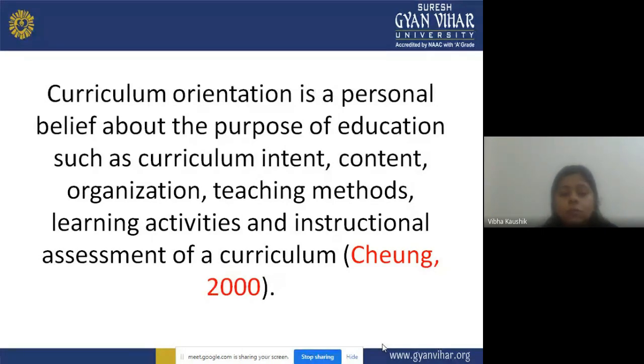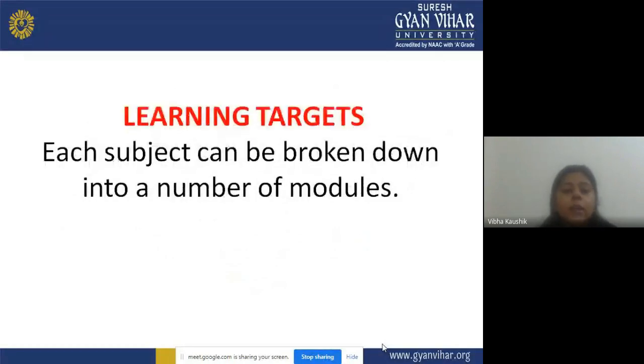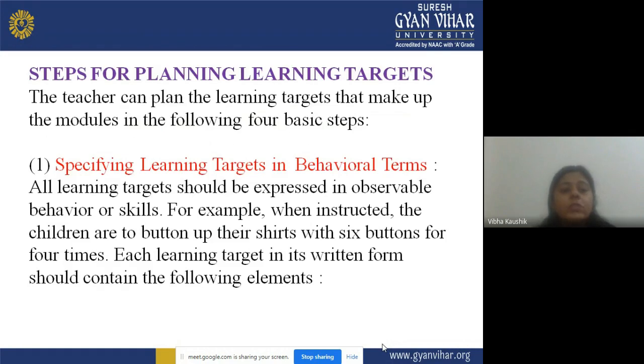In 2000, learning targets for students can be broken down into a number of modules. This means that each subject can be broken down into a number of modules. Now, steps for planning learning targets. The teacher can plan the learning targets that make up the modules in the following four basic steps. This means there are four basic steps that are required.